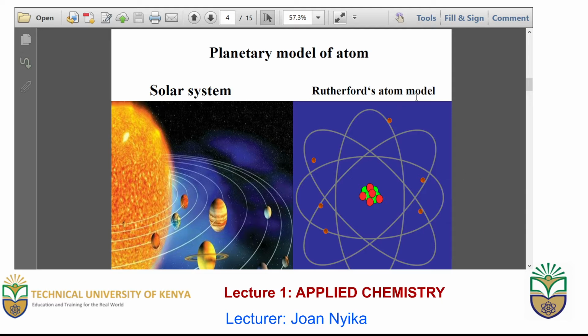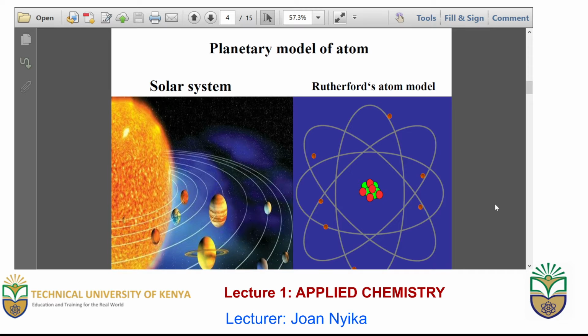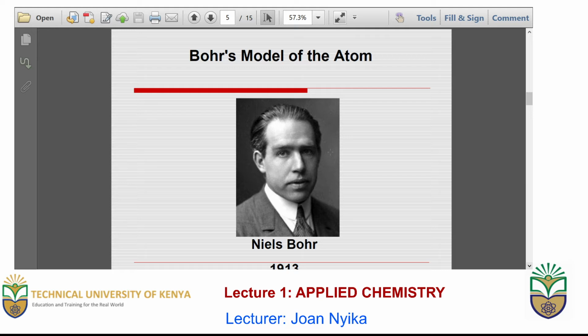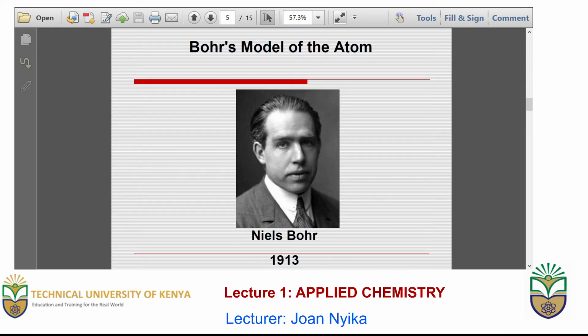The same way in Rutherford's atom model, at the central part we have what we call the nucleus that is positively charged. And around the nucleus are some moving electrons. They are found in various orbits. There is also what we call Bohr's model of an atom, which was developed in 1913.